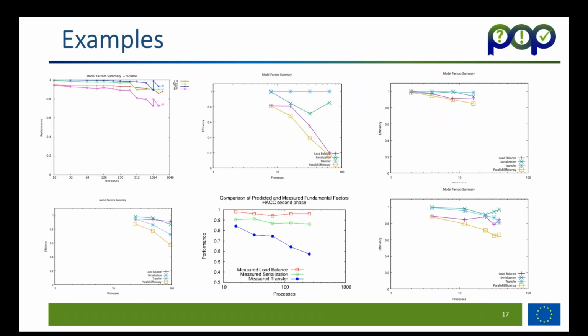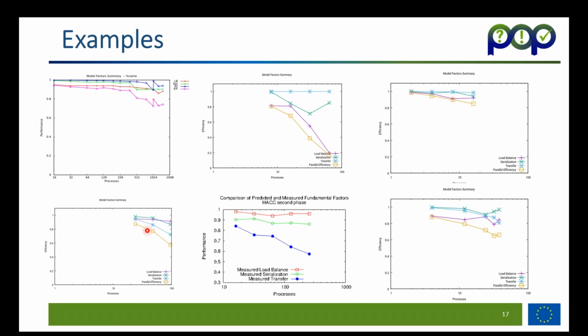These are some other examples of analysis performed within the POP project. Some of them are from outside the POP project, but just to show the variability of the type of metrics that you can see. You can see cases where transfer is the dominating factor. There are cases where load balance is the dominating factor, or cases where there is some other factor. In this case, transfer is dominating.